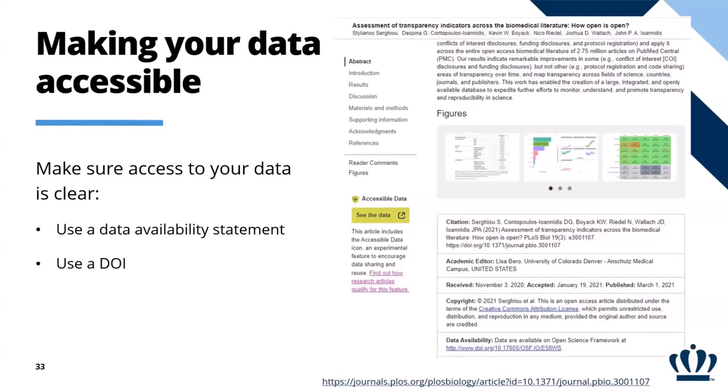In addition to being findable, your data also needs to be accessible to people who may want to use it. We talked briefly about data availability statements, and this might be required depending on your journal, to clearly indicate what data was used or generated by your research, and also where to find it. This is an example from PLOS, where there is a data availability statement down here. It also has a data badge. So it's trying to make it very clear that yes, this article has data and this is where you go to get that data. The dataset also has a DOI, a digital object identifier, and this helps provide a persistent, unique, and stable identifier for your data.